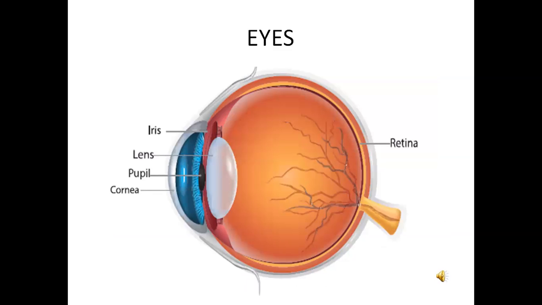Eyes. Eyes help us to see things around us. That is, their color, shape, size, whether they are near or far, moving or at rest. The eyelids and eyelashes keep the eyes safe. The eye has 3 main parts, namely cornea, iris and pupil. These are the parts of the eyes: iris, lens, pupil, cornea and retina.